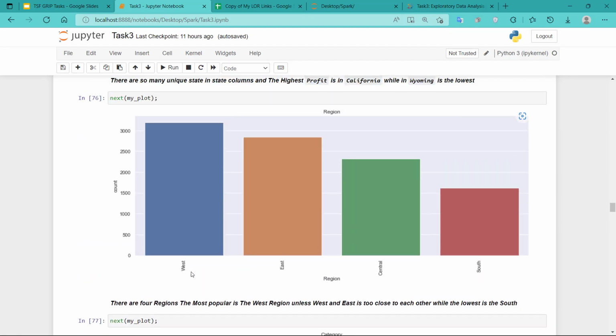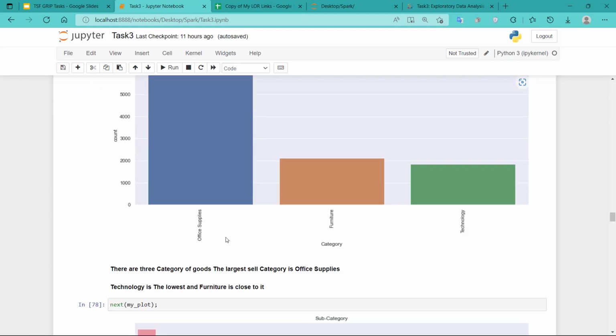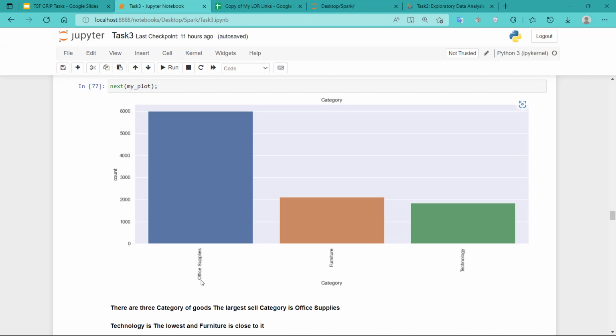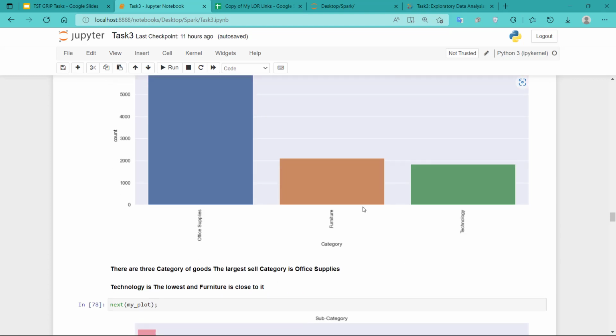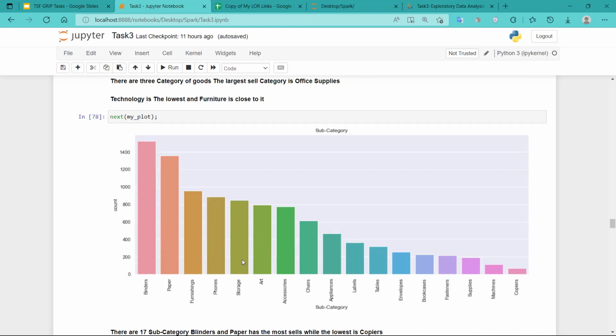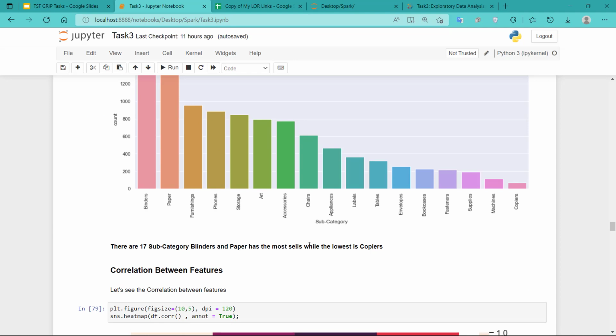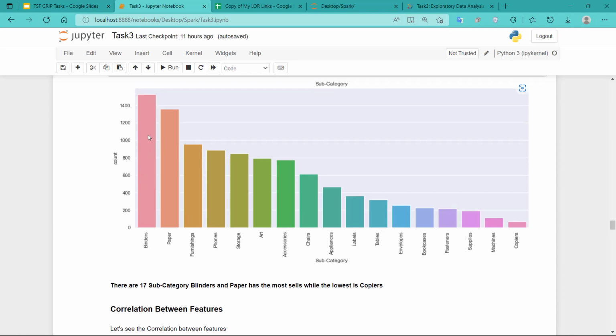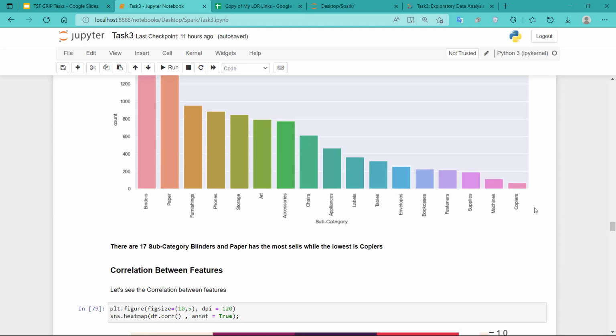Here are the regions. We have found that the west region was the most sold, while south was the lowest. The most bought category was office supplies, while furniture and technology are close to each other, but they were low as office supplies was too much. In the subcategory, we have found that binders was the most bought, while covers was the lowest. But we found that the covers have much profit.